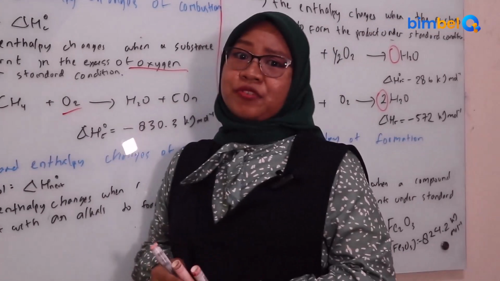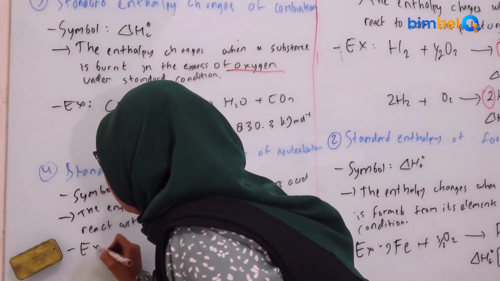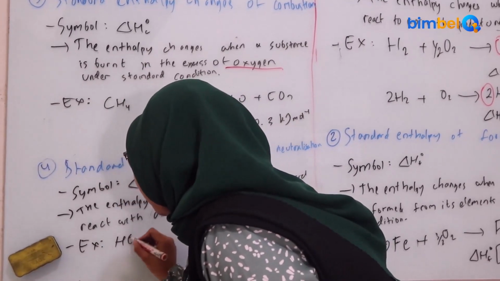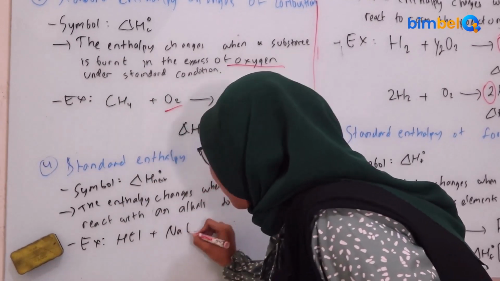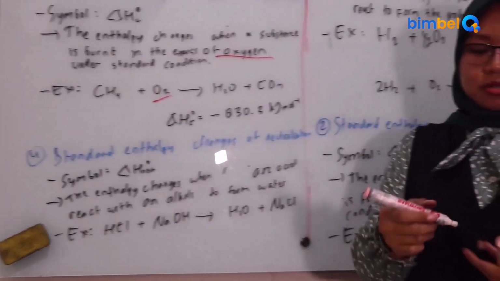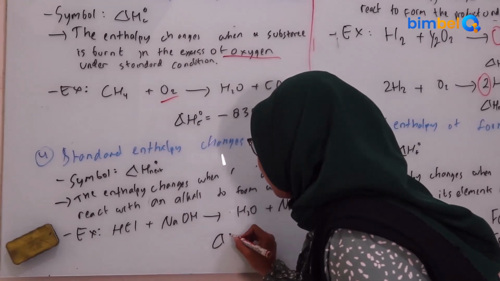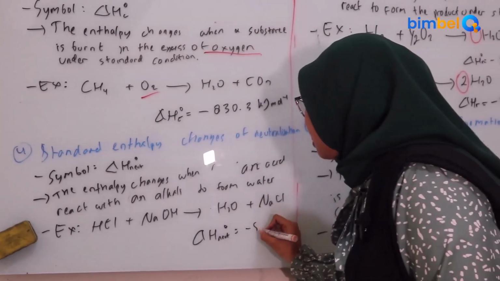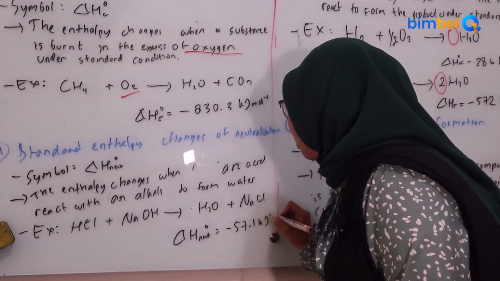Let's find a very simple example. When you react hydrochloric acid with sodium hydroxide, you obtain water and sodium chloride as the salt. And the enthalpy change for this reaction is minus 57.1 kilojoules per mole.